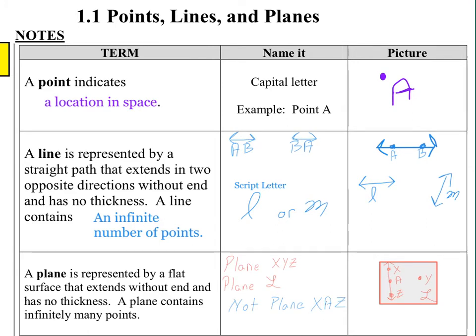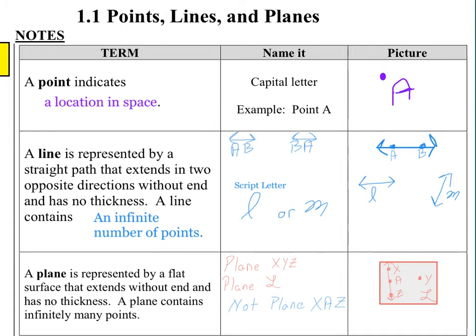So when we have a plane, we either represent it by listing 3 different points that are on the plane, and it's important that those points are not on the same line. Okay, so 3 points that are not all on the same line. We can also use a capital script letter if we would like to do that.